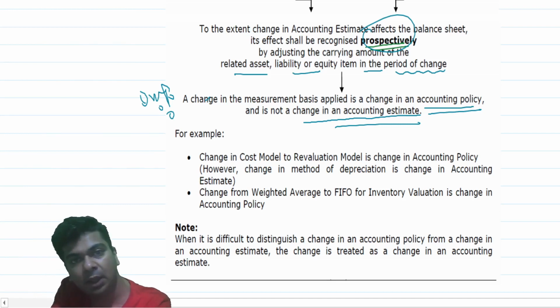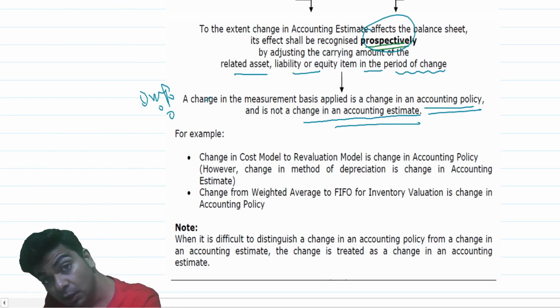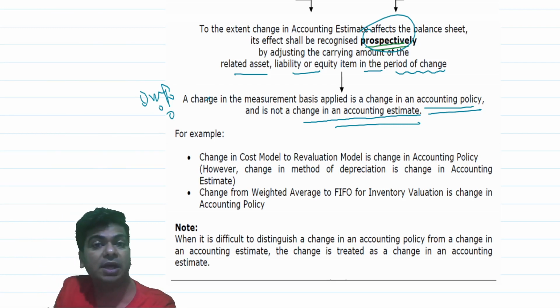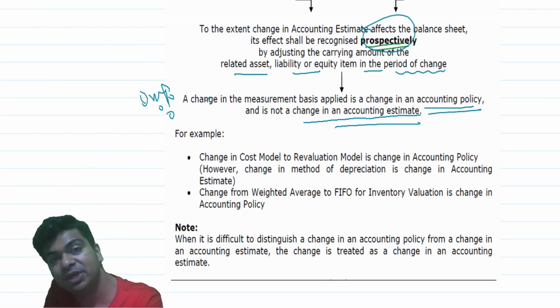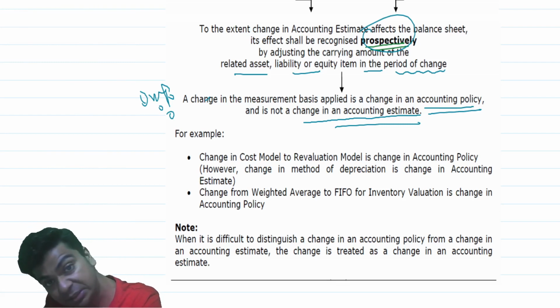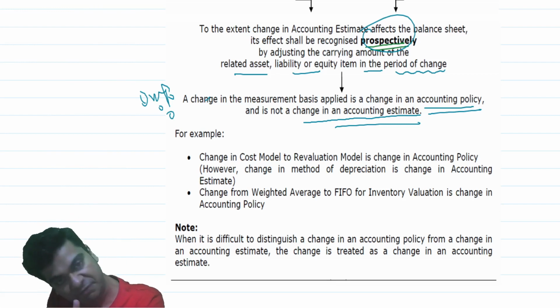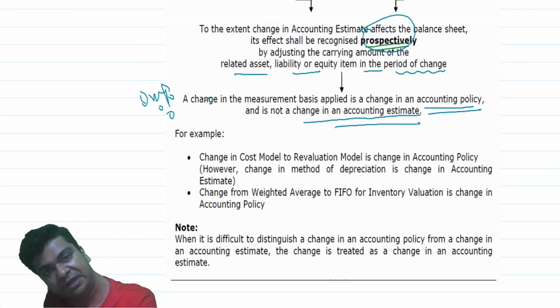However, do remember, under Ind AS 16, moving from straight line method to WDV or vice versa is no longer considered to be a change in accounting policy. It will be considered to be a change in accounting estimate. That's a very important point that you have to always remember.